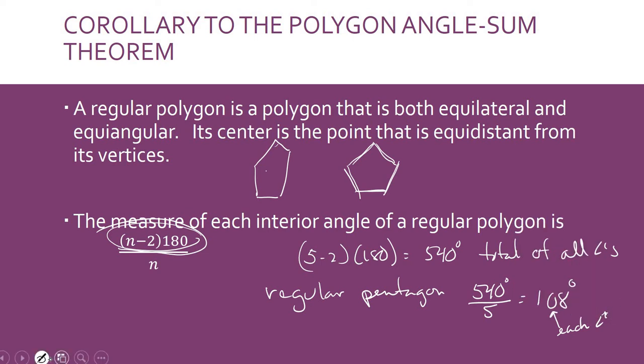Well, that's okay. All right, each angle. So 108 is the measure of each angle in a regular polygon that has a total of 540 for all the angles combined. We'll do a couple of these in class.